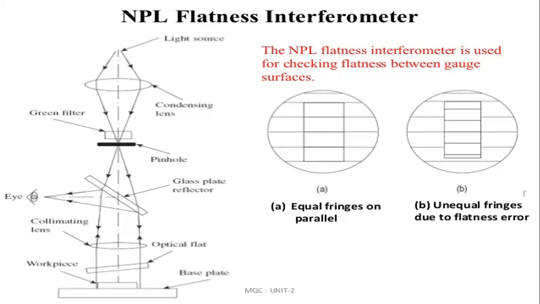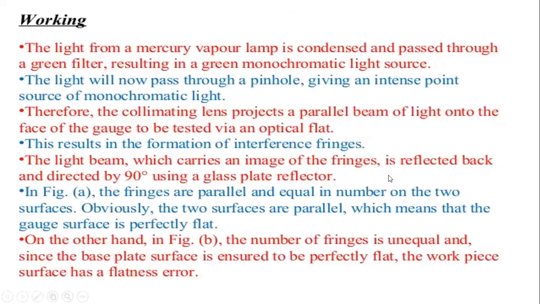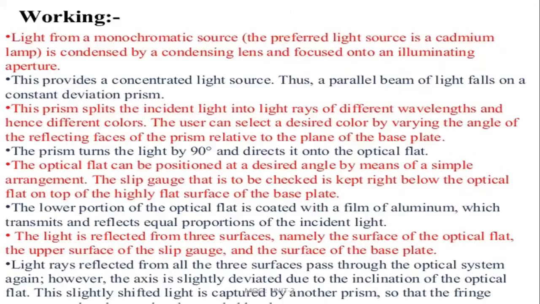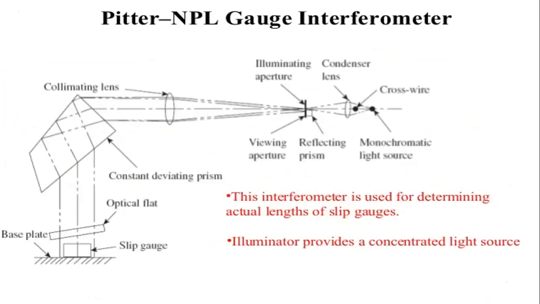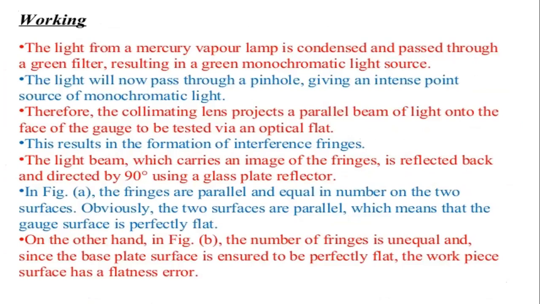So mainly this NPL flatness interferometer is used for checking the flatness between the gauge surfaces. So here in the workpiece place we can take a gauge also. So మన workpiece బదులు gauges కూడా measure చేసుకోవచ్చు ఇక్కడ. Next we need to see the working of the NPL flatness interferometer. So let's see it for a while.